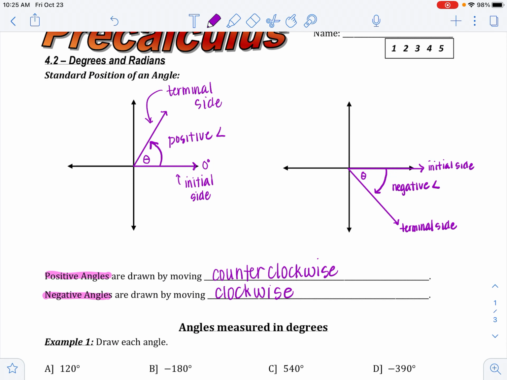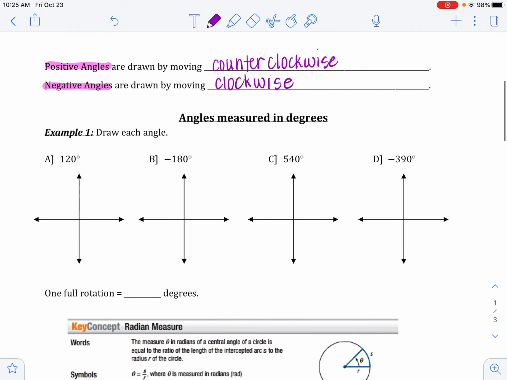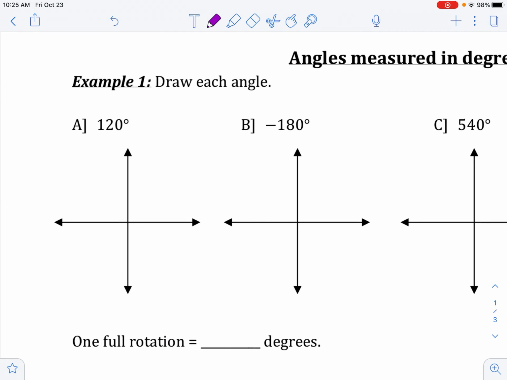Okay, so that's some vocabulary that you need to know. That's some facts that you need to know. What positive angles look like, what negative angles look like. You do not ever have to label your initial side and your terminal side. In fact, you technically never really have to draw your initial side because your initial side does not move. It's the positive x-axis. So if you don't want to draw it, you don't have to. I'll probably start by drawing it, and then in the future I might not. Who knows?